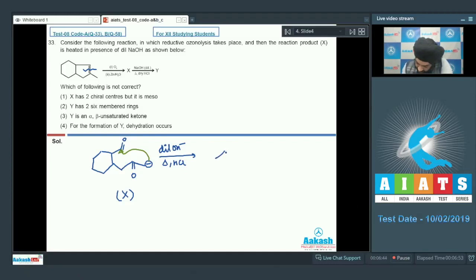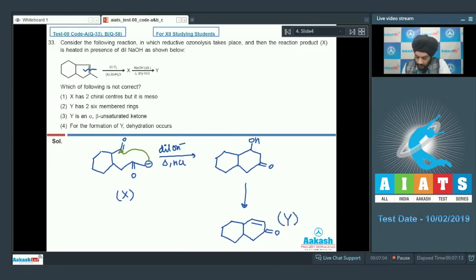So this will lead to the formation of this intermediate, and now when it is heated in the presence of HCl, it will undergo dehydration to form an alpha beta unsaturated carbonyl compound. So this is the final product Y which is formed.